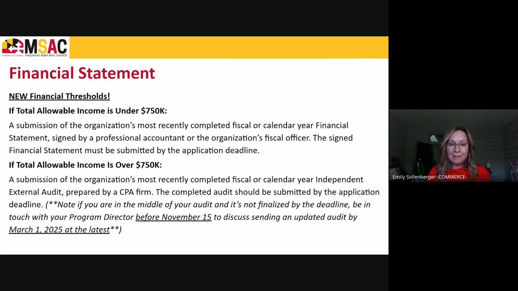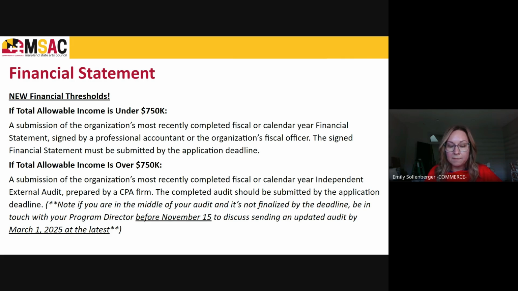If you happen to be in the middle of an audit or you might not have that audit completed by November 15th, make sure you let Laura or myself know, whoever your program director is, so we can work with you to get that financial statement no later than March 1st, 2025. So there is a little bit of wiggle room there. So just want to note, just be in touch if you have any concerns about what type of financial statement you should be submitting, or if there's any delays in your audited financial statements.